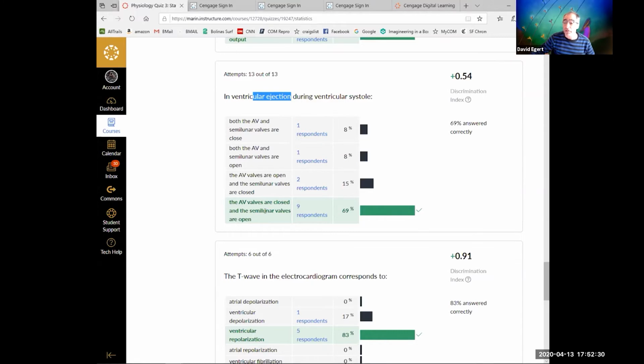At the beginning of systole, during isovolumetric contraction, both valves are closed. But during ejection, and I was very clear to say ejection, the blood is splooshing out into the arteries.